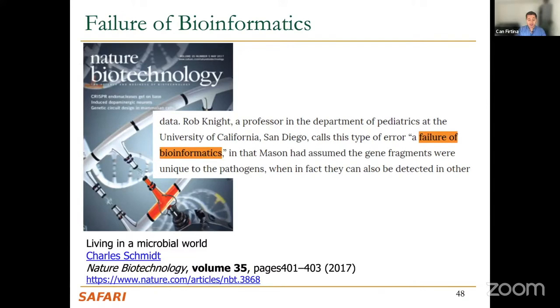But essentially, people realized that this was false information, not an incorrect analysis. And this was referred to as a failure of bioinformatics. But essentially, this only means that we need to develop tools that are scalable and also accurate to give the right answer, and also quickly, right?